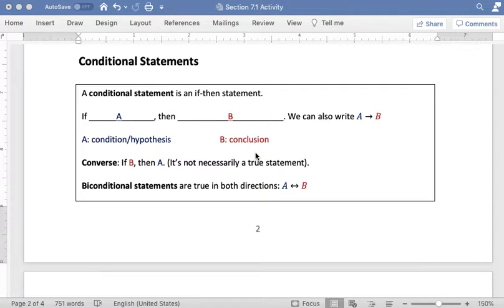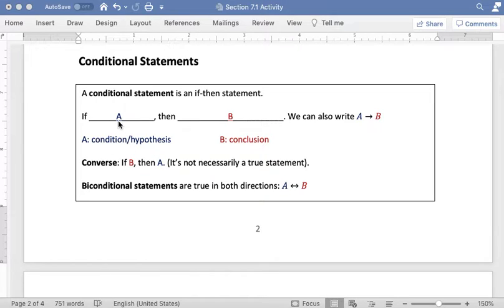In this video, we're going to take a deeper look at conditional statements. Conditional statements are if-then statements. So if something happens, then something else happens. And we use this arrow to indicate a conditional statement. So the first part that has to happen comes first, and then there's the arrow, and then there's the second part. The if part is called the condition or the hypothesis.